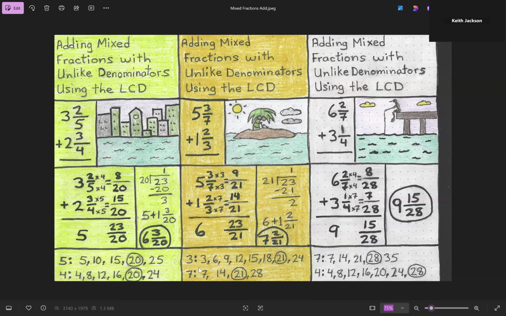So if we count by 3s, we go 3, 6, 9, 12, 15, 18, 21, and 24. And if we count by 7s, we'll go 7, 14, 21, and 28. And as you can see, 21 will be our match right here.